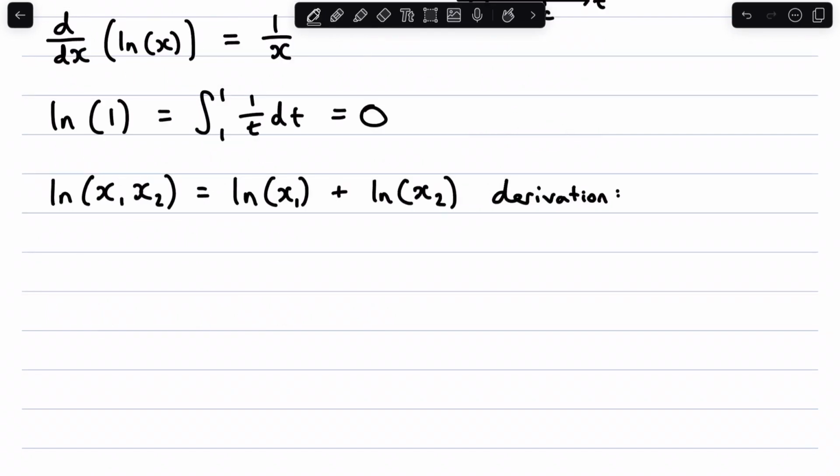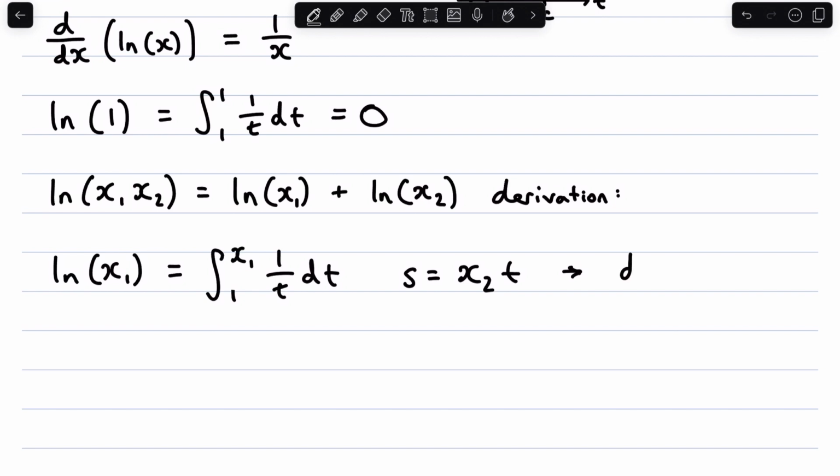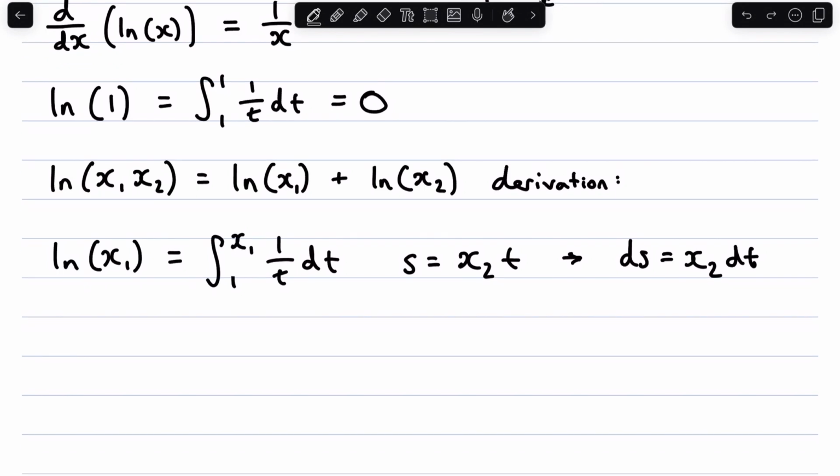Now we'll derive this formula here, where ln of x1 times x2 equals ln of x1 plus ln of x2. So if we just start with ln of x1, we can write that in integral form as the integral from 1 to x1 of 1 over t dt. If we now define this variable s to equal x2 times t, it gives us ds equaling x2 dt. x2 is just a constant number. And we can rearrange this to say t equals s over x2 and dt equals ds over x2.